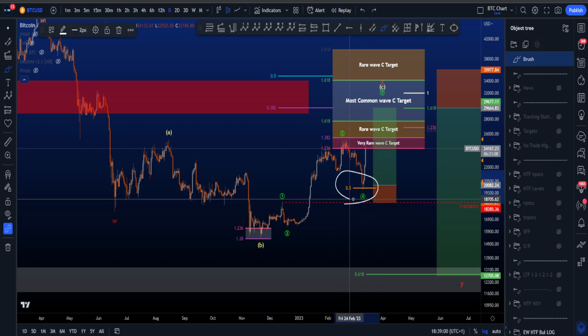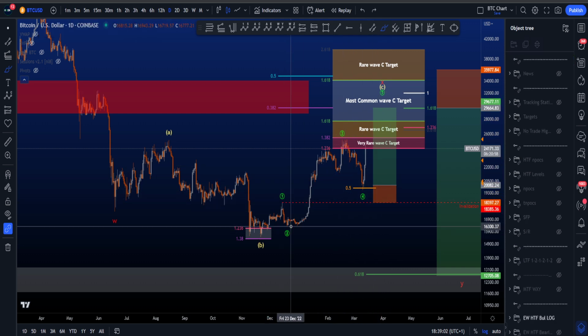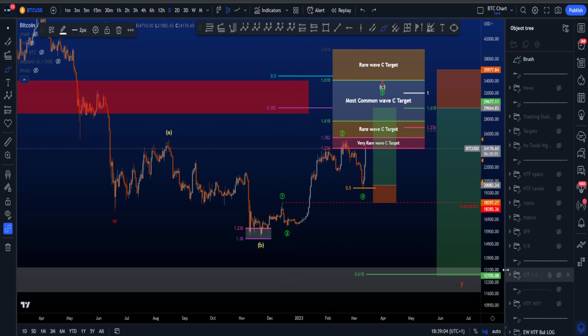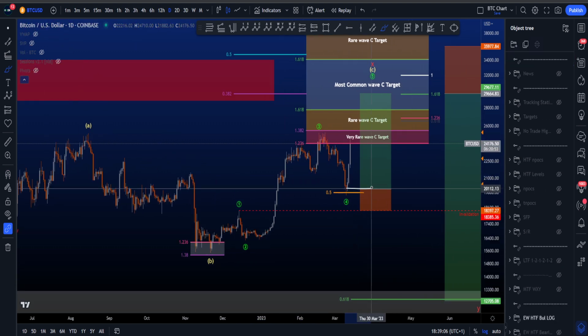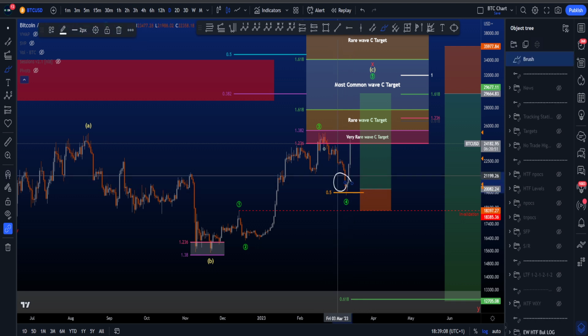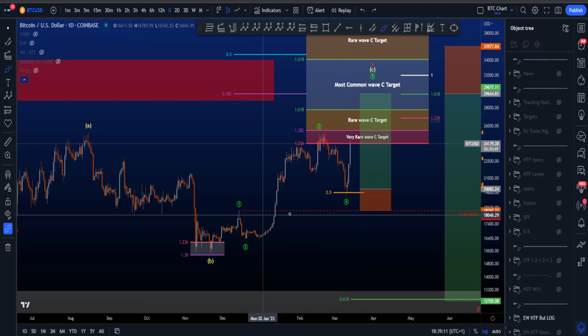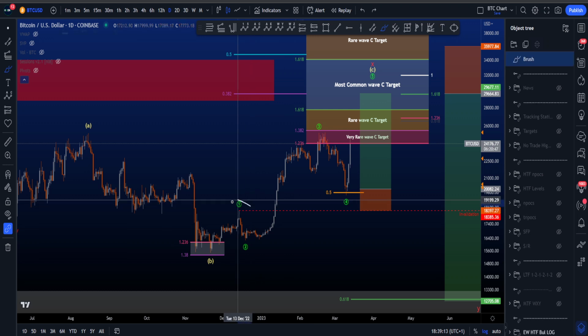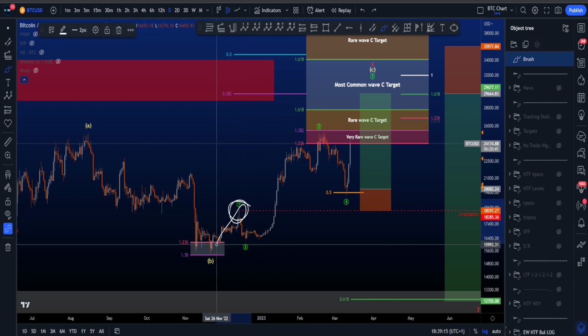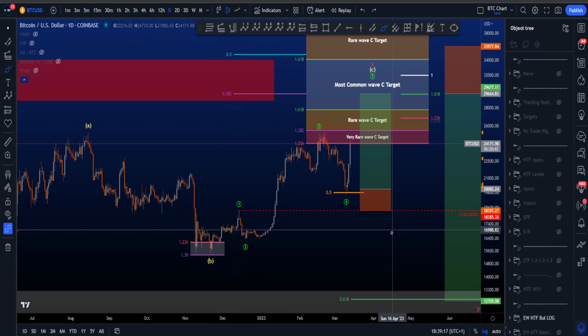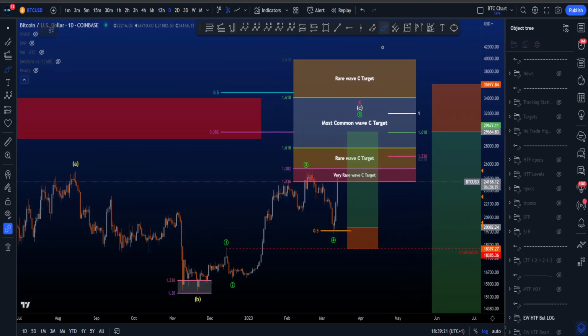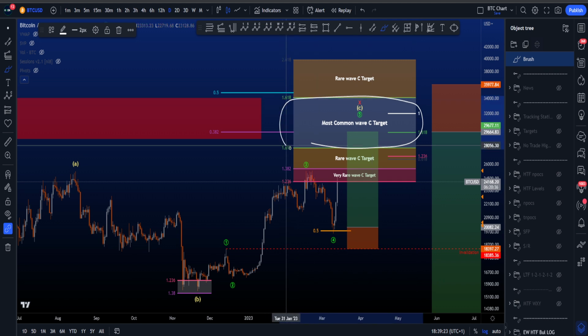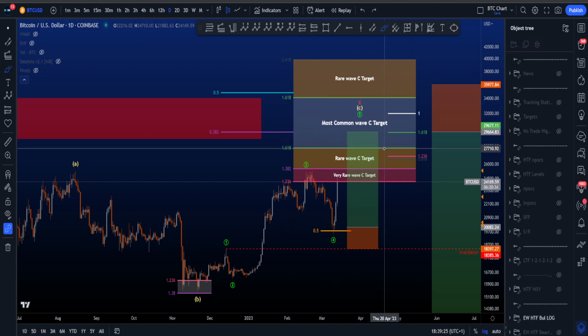Now wave 4 bounced perfectly on the 0.5 fib, taken from the low of 2 to the high of 3, for then a potential trading setup of entering here at the lows of this basically WXY on the medium time frame. Invalidation for a wave 4 is being at the same price action or inside the same price action as a wave 1, so that was a clear invalidation for a move to the upside, with the target then being the most common wave C target, which is this white box in between 27.7k and 34k.